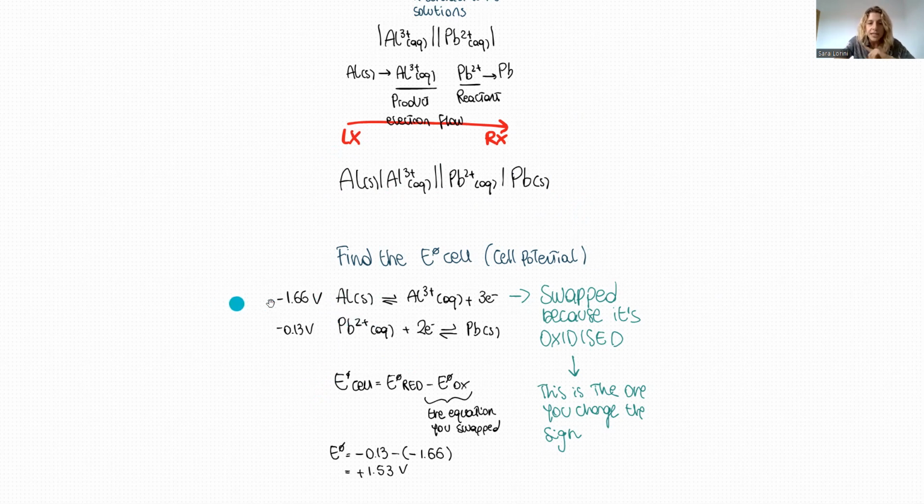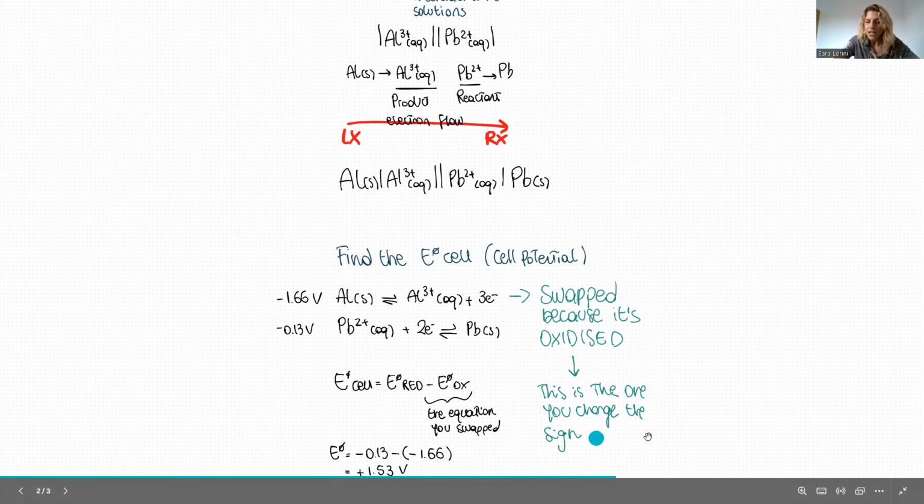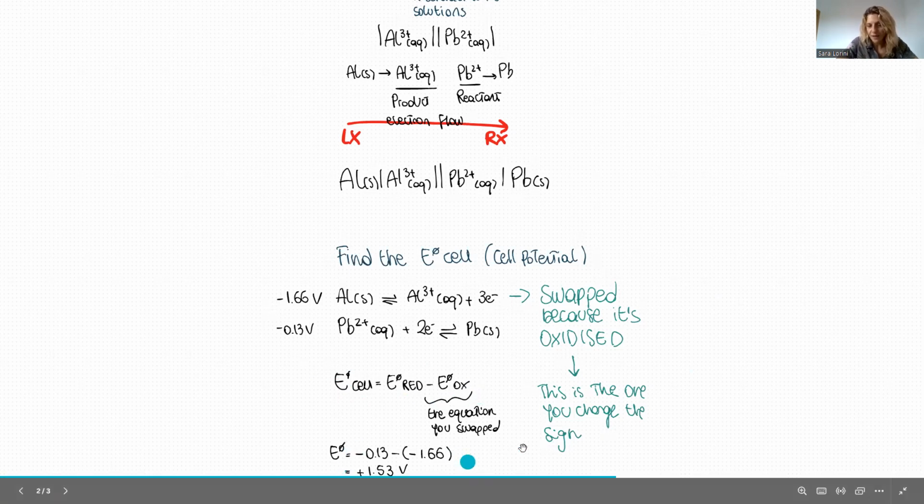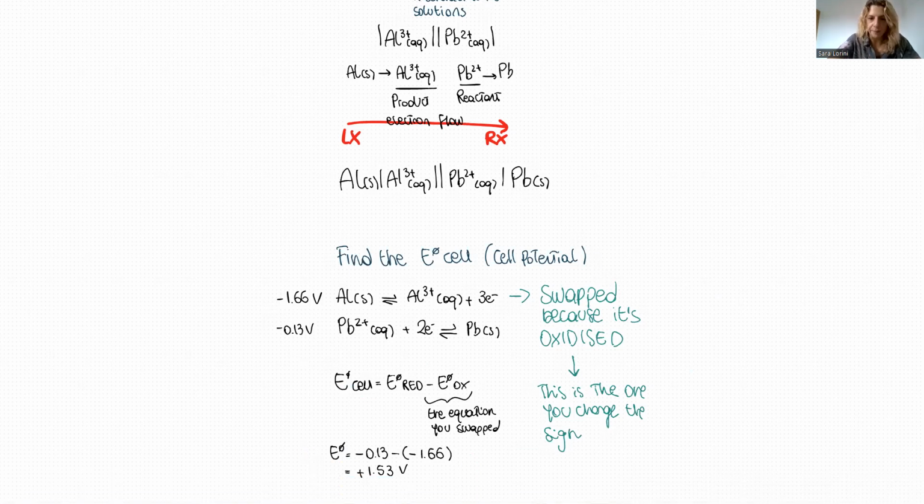So we need to swap the equation that is oxidized, and this is the one that you change the sign of. In fact, to find the electrode potential of the whole cell, the one that is swapped is the one that is oxidized. Why? Because that's the equation that you swap. So I think it's really nice to find it in this way: the electrode potential of the cell is whatever is reduced minus whatever is oxidized. That's why the value that we will find in the case of this specific example is plus 1.53.